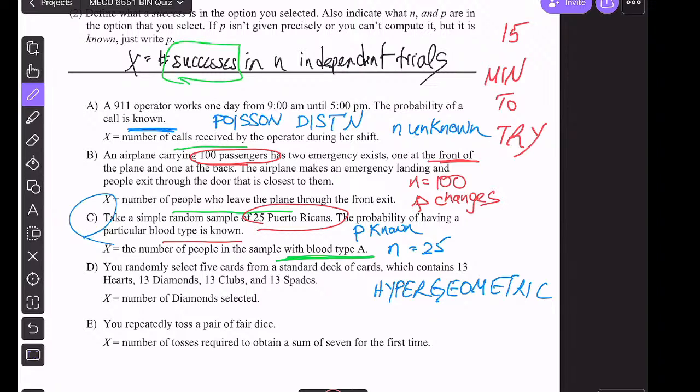It's not binomial. So let's see, how is it not binomial? You randomly select 5 cards from a standard deck of cards which contain 13 hearts, 13 diamonds, 13 clubs, and 13 spades. X is the number of diamonds selected. So what's wrong with this? Number of diamonds, success is diamonds. So what are P and N?